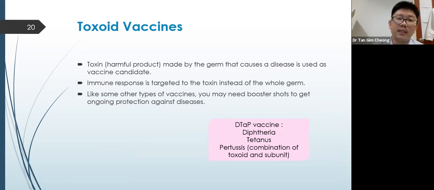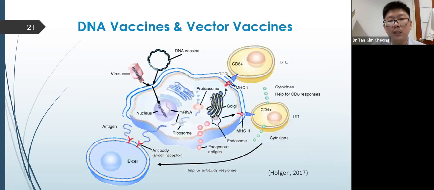Then we have toxoid vaccine. Basically they take a toxin, inactivate it, and use it as a target for the immune system to develop immunity. Over here you have diphtheria, tetanus, and pertussis. These are toxoid vaccines that we get vaccinated with. So in our national vaccination program, these vaccines are given to our kids, our younger generation, to protect them from getting infection.